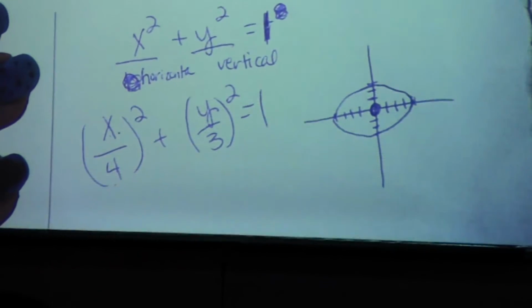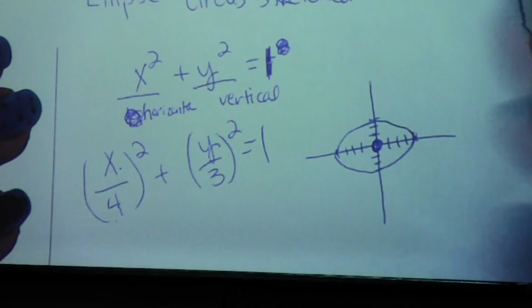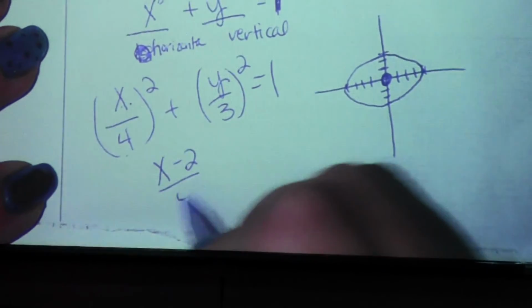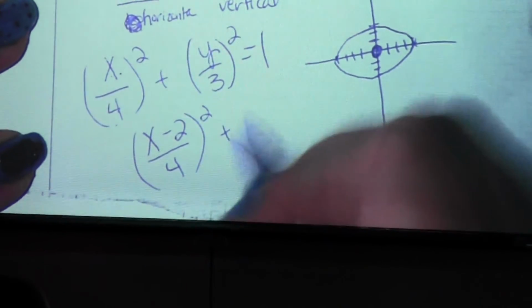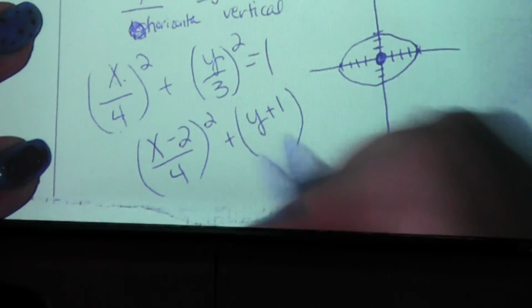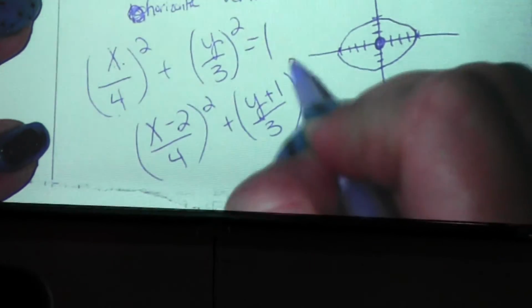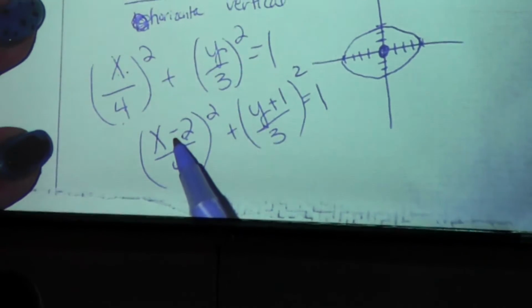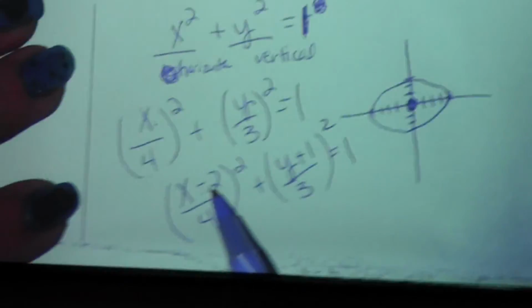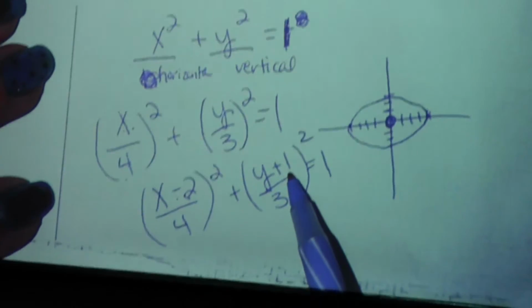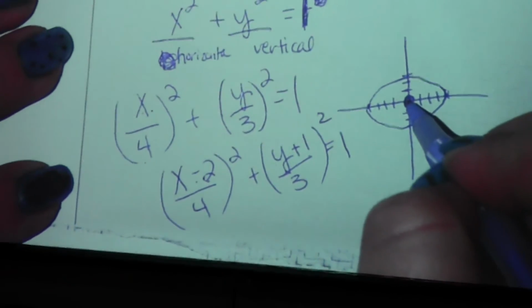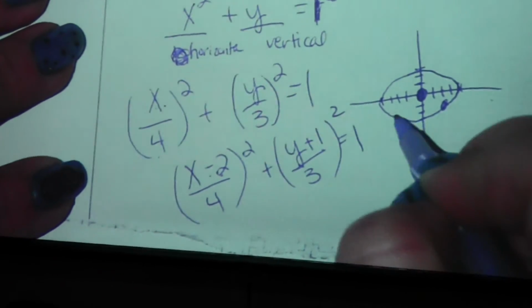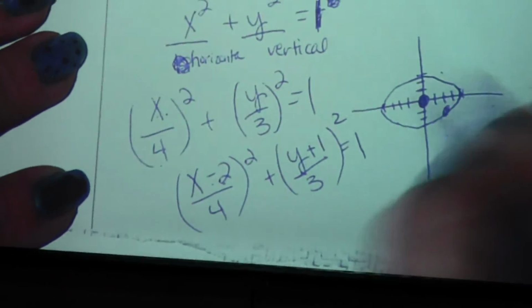If they moved it on us, they'd have given us something like x minus 2 over 4 and y plus 1 over 3. Then we'd have this exact same shape except it would move over 2 to the which direction? Right, and down 1. So if we took this center, that's the point we move, over 2 and down 1, we'd start there and go over 4, up 3, and then draw our ellipse.